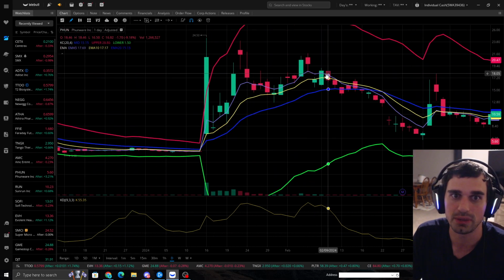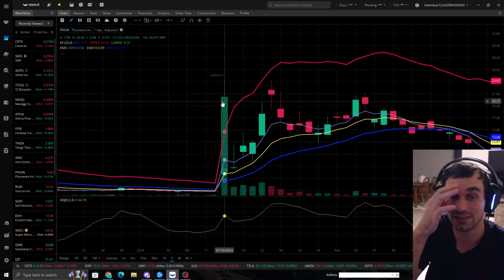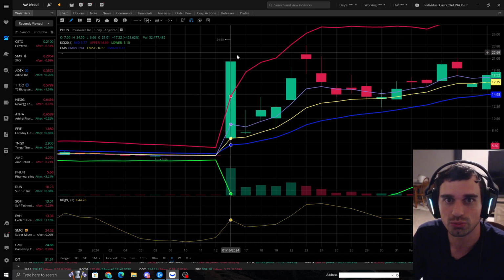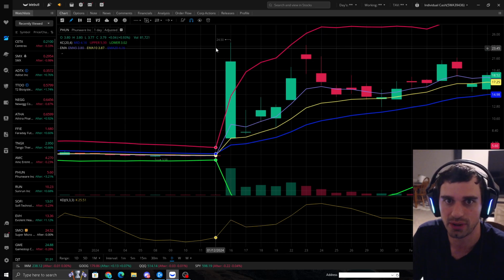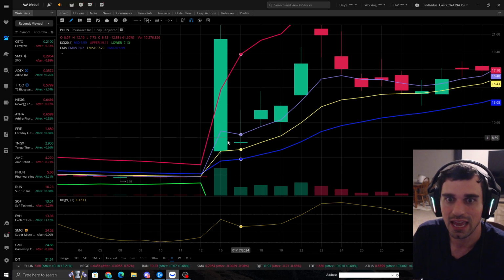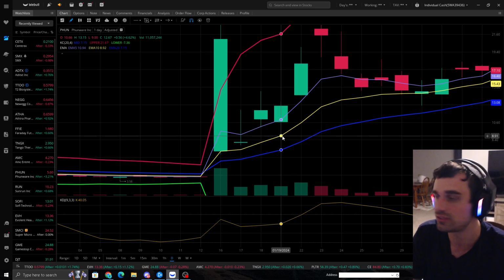FUN is known for a big pump. Look at this massive pump it did. In one day, it did over 450%. But then again, look how risky this is. If you're buying it up here, it just plummeted down almost to the 10. And look though, it goes up and then uses this 10 as support.